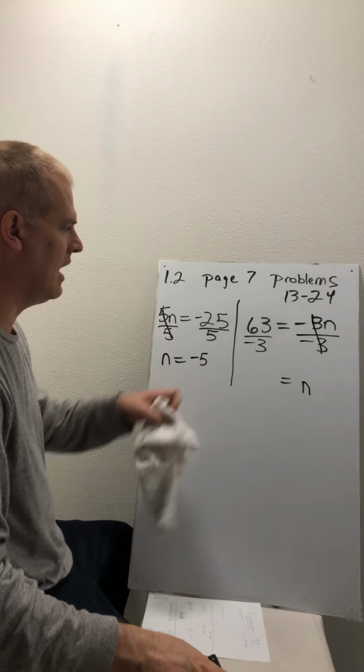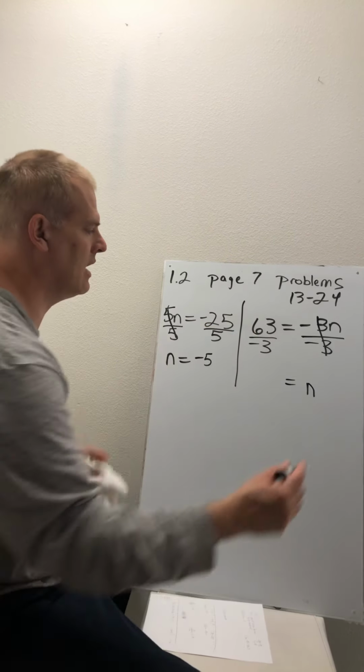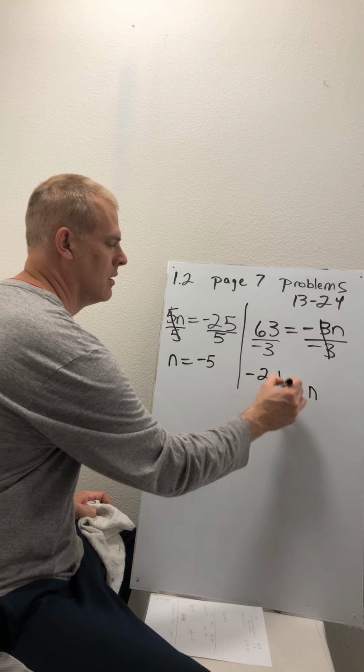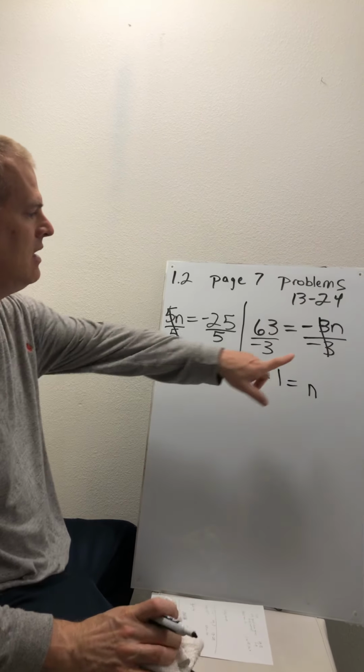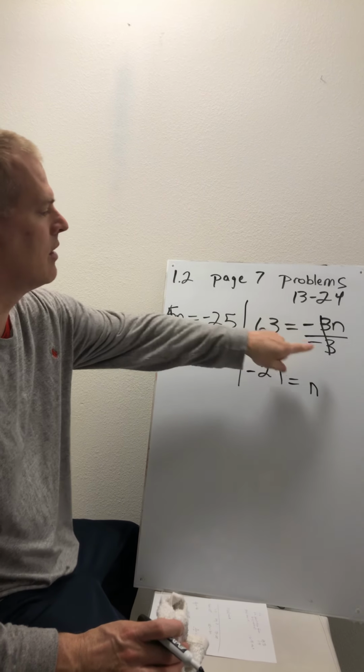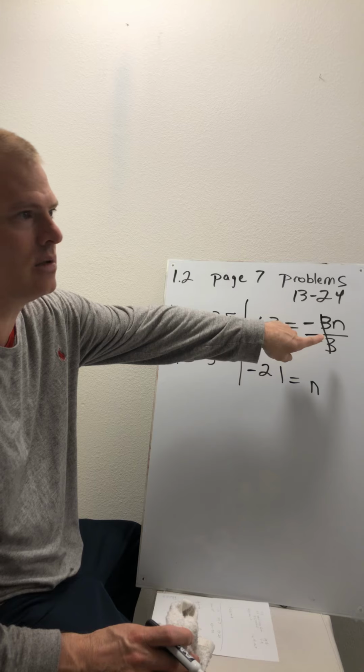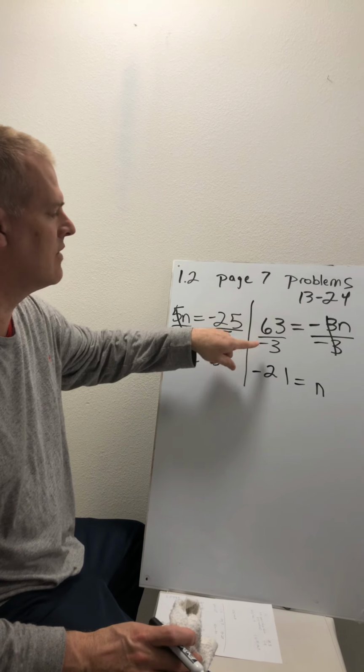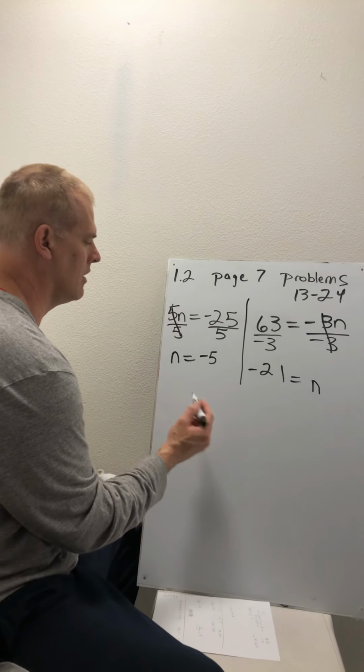When I divide my negative 3 into 63, I get negative 21. So again, we're dividing by negative 3 on both sides, where the negative 3's cancel next to the variable, and then I divide the two numbers on the left side.